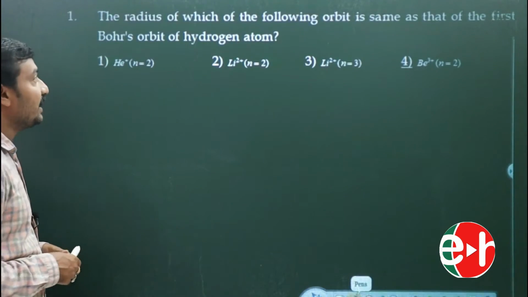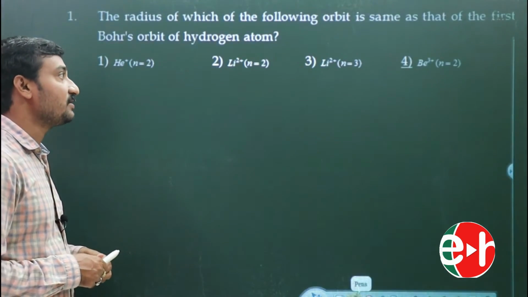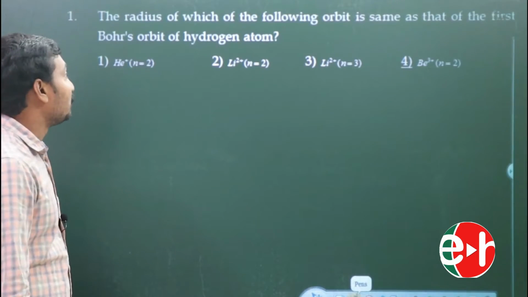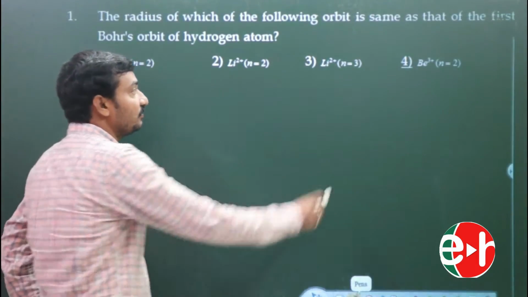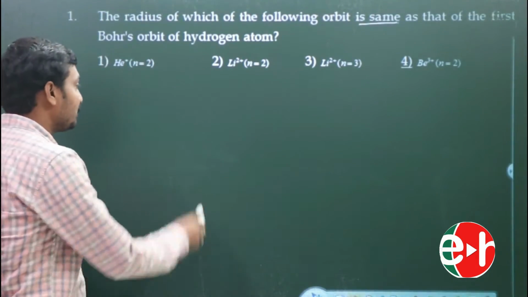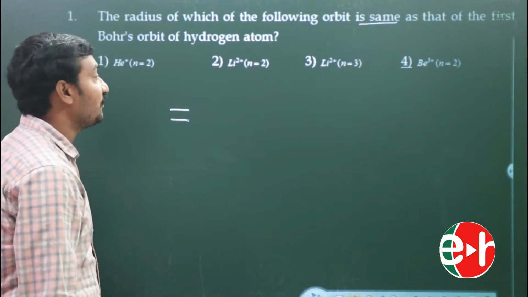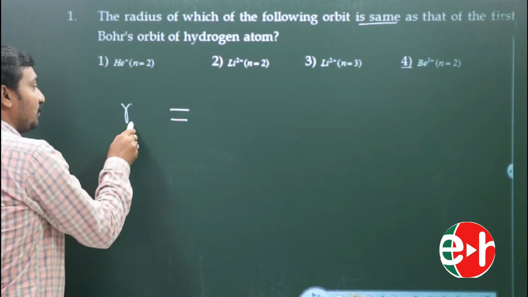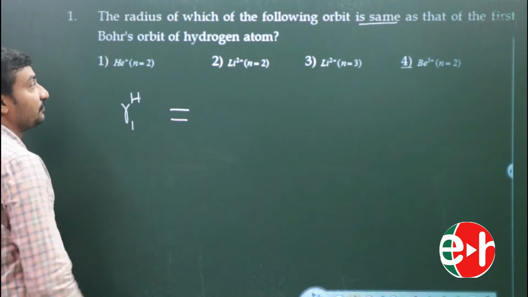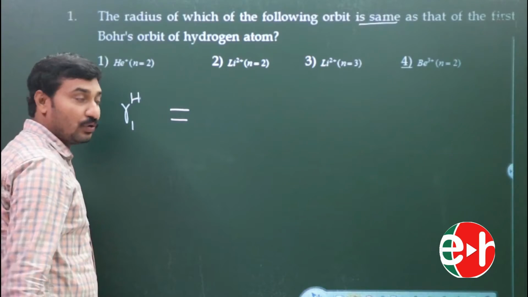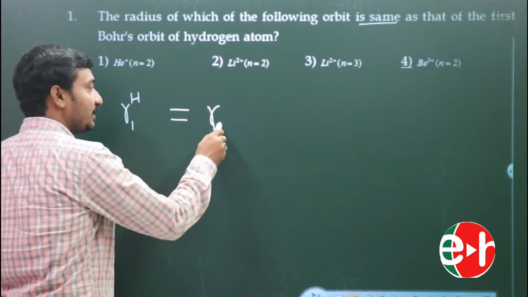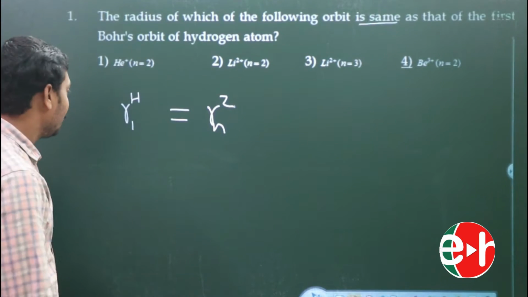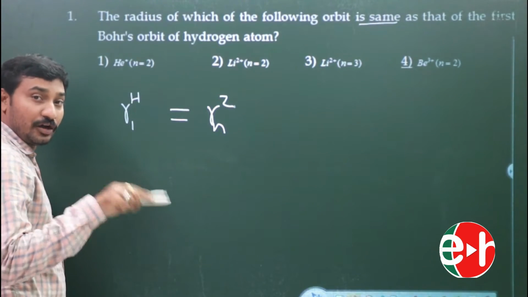See this: the radius of which of the following orbits is the same as that of the first Bohr's orbit of the hydrogen atom? What is given? Same means equal to the first orbit of hydrogen atom. The second one we don't know, which orbit we don't know. That's why say n. And the atomic number we also don't know, say Z. We know the radius of orbit formula.